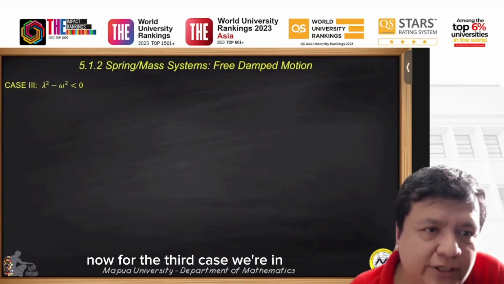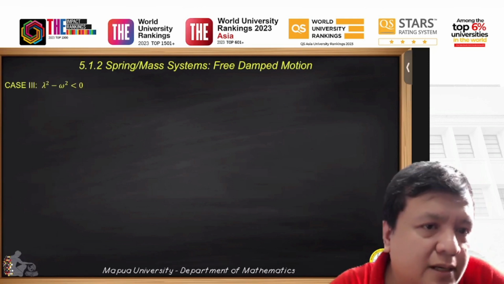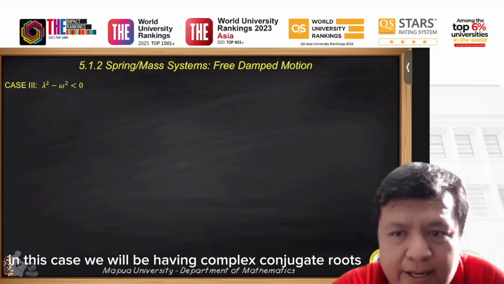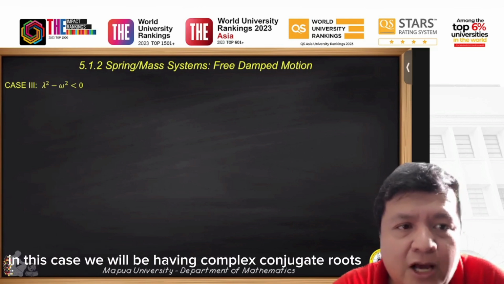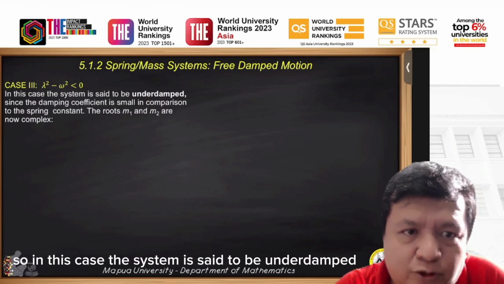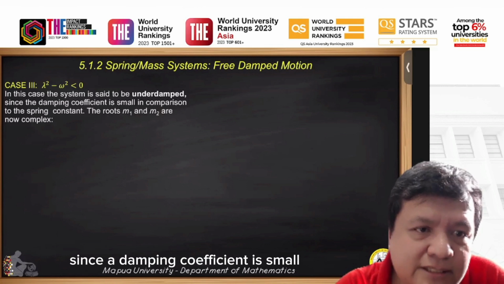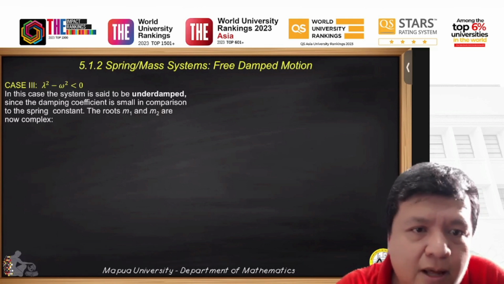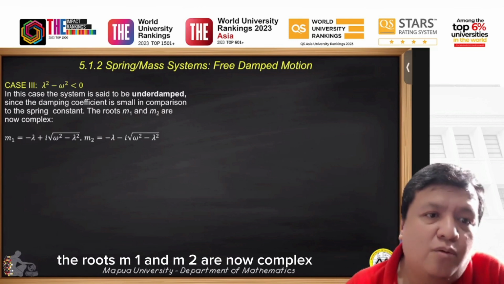Now for the third case, wherein lambda squared minus omega squared is less than 0. In this case, we will be having complex conjugate roots. So in this case, the system is said to be underdamped. Since the damping coefficient is small in comparison to the spring constant, the roots m1 and m2 are now complex.